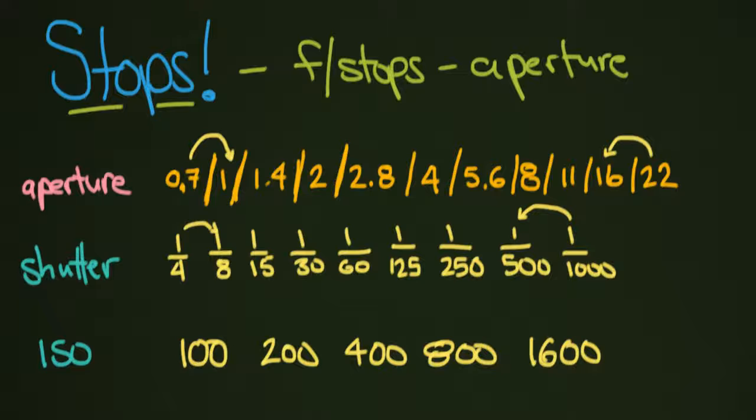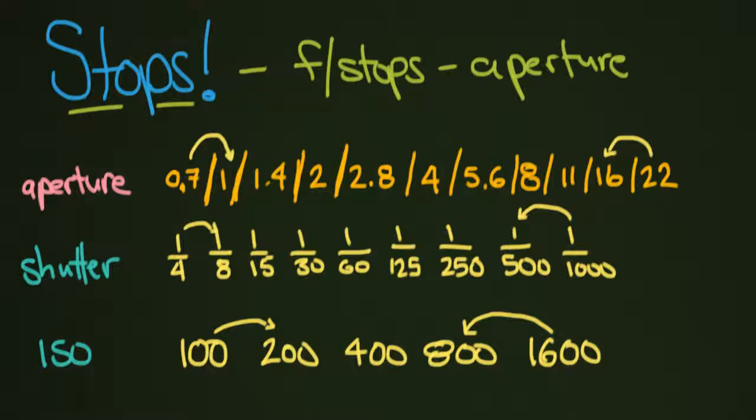The number is doubling, so 100 times 2 is 200, times 2 is 400, times 2 is 800. And that is just exactly the same as this right here. So when you go from 1600 to 800, you are doubling, you are making the film half as sensitive.